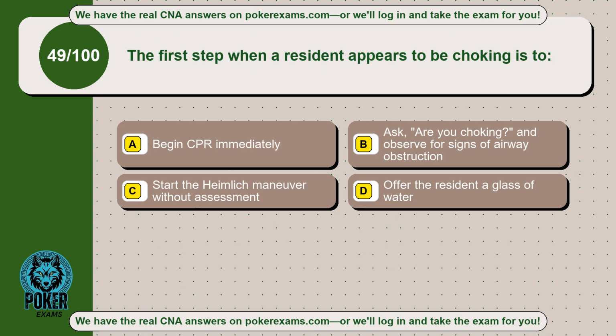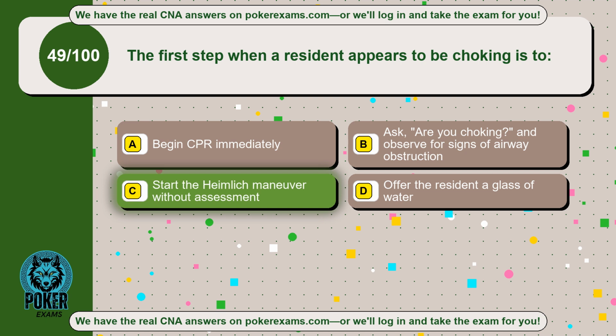Question 49. The first step when a resident appears to be choking is to: Option A. Begin CPR immediately. Option B. Ask, "Are you choking?" and observe for signs of airway obstruction. Option C. Start the Heimlich maneuver without assessment. Option D. Offer the resident a glass of water.